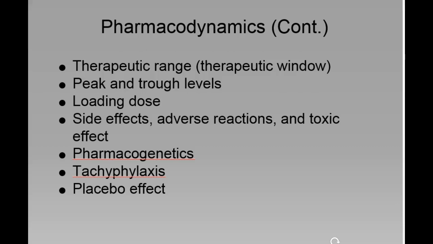As we continue to assess or review the pharmacodynamics of medications, it's important for us to also look at peak and trough levels, the loading dose of medication, side effects, adverse reactions, and toxic effects, pharmacogenetics, placebo effects, and tachyphylaxis of medications.